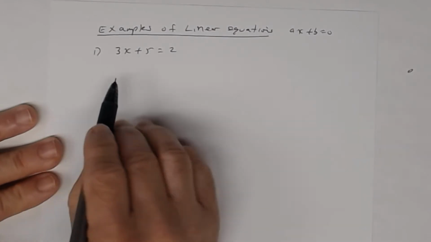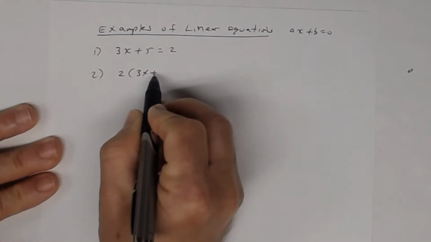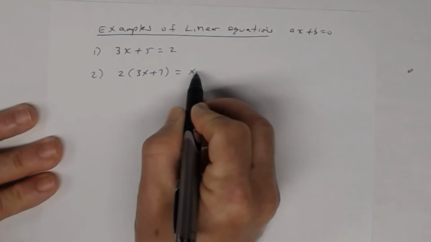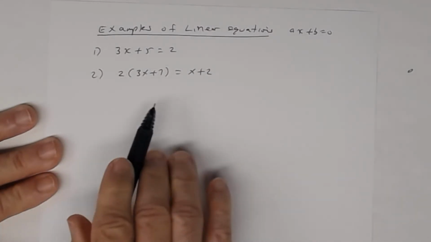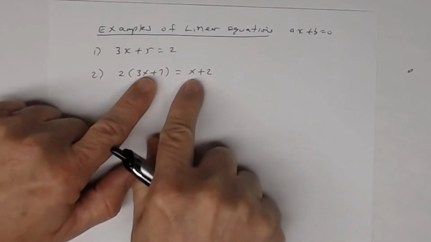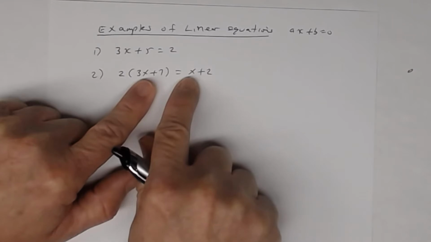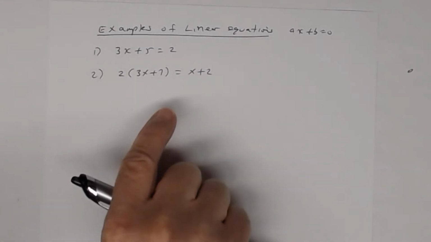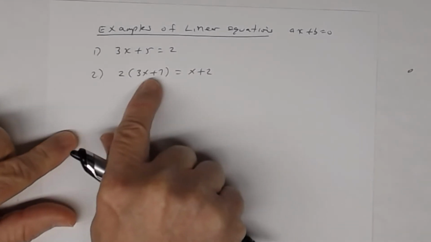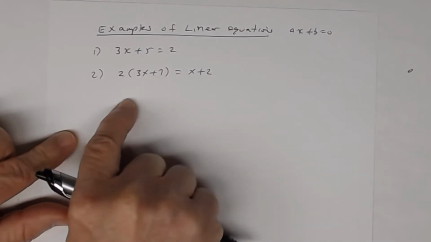All right. Here's another example. 2 times 3x plus 7 equals x plus 2. All right, that's an example of a linear equation. Notice you have variables on both sides, but it's the same variable. Okay, so the variable x. So that's what we mean by linear equation in one variable. This is a linear equation in one variable because you just see the variable x.